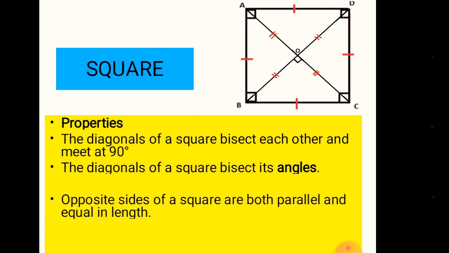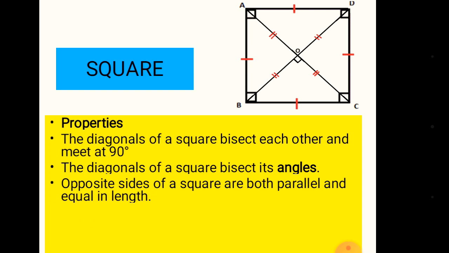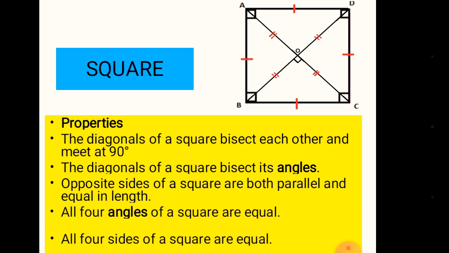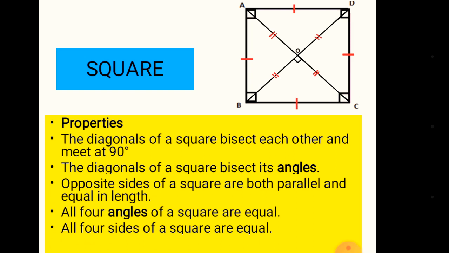The diagonals of a square bisect its angles. Also, they divide this angle into two equal parts. They bisect. Opposite sides of a square are both parallel and equal in length. All four angles of a square are equal. All four angles are 90 degrees and all are equal.